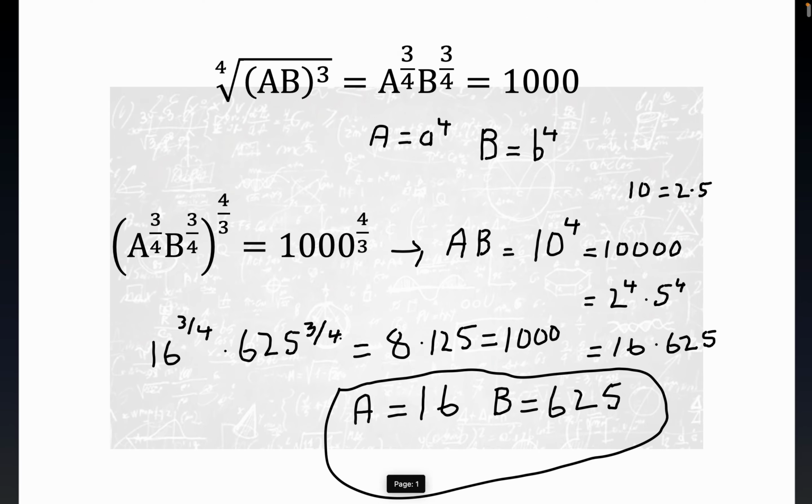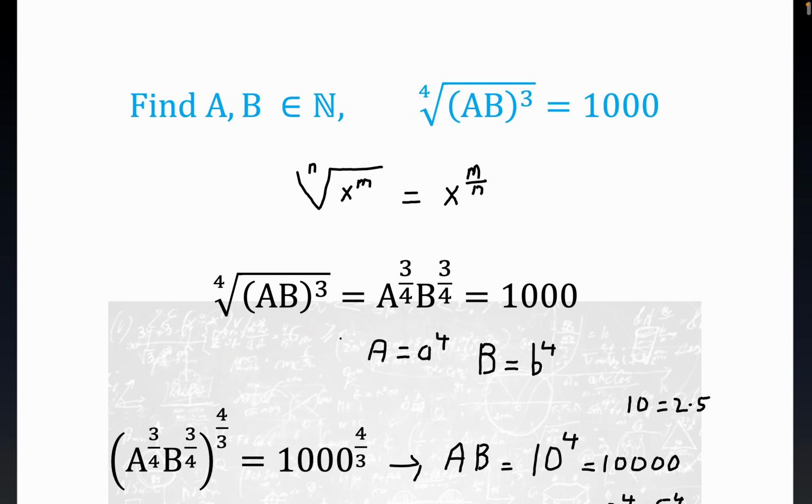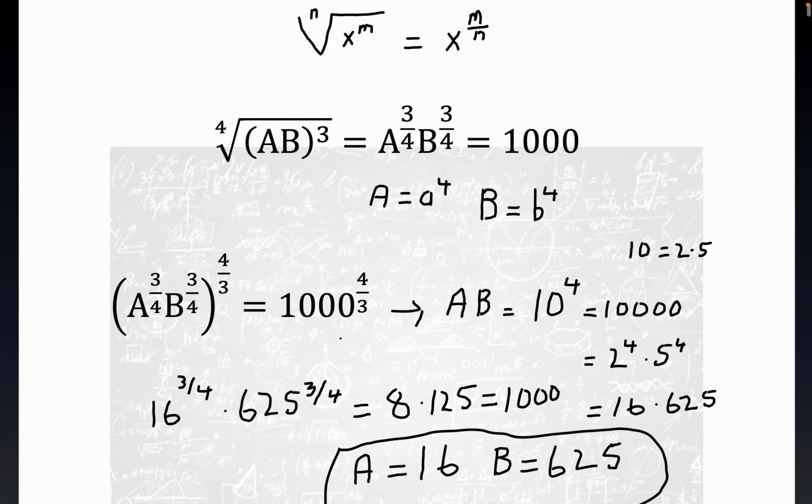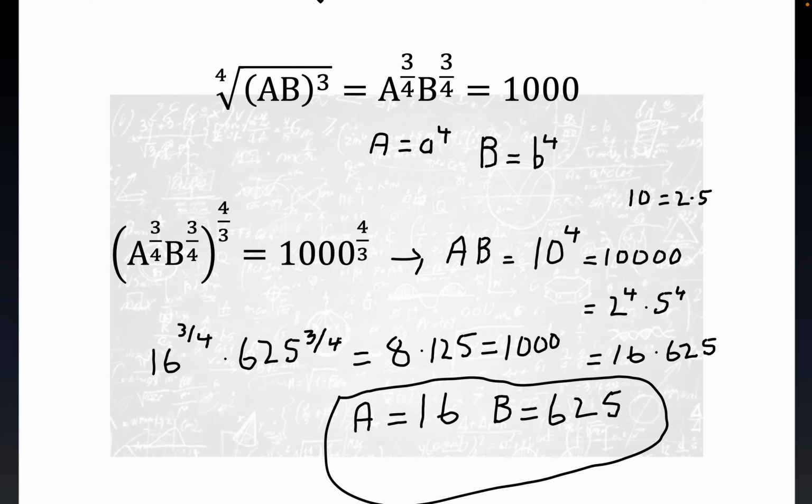Okay, folks, and again, I'll flash back up. There's the original equation right there, and we have found the solutions. A equals 16 and B is equal to 625.